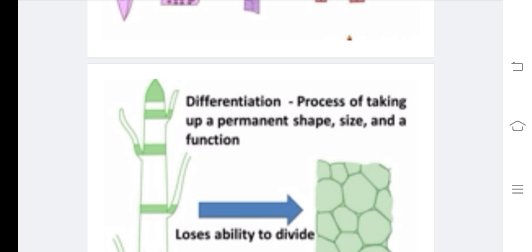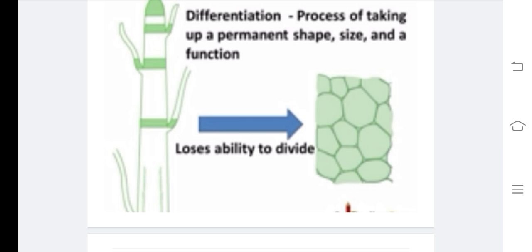It loses the ability to divide. Then what happens, that meristematic tissues are converted into special types of tissues. They have a common structure, they have a group of cells, they perform their own function. They are called permanent tissues.